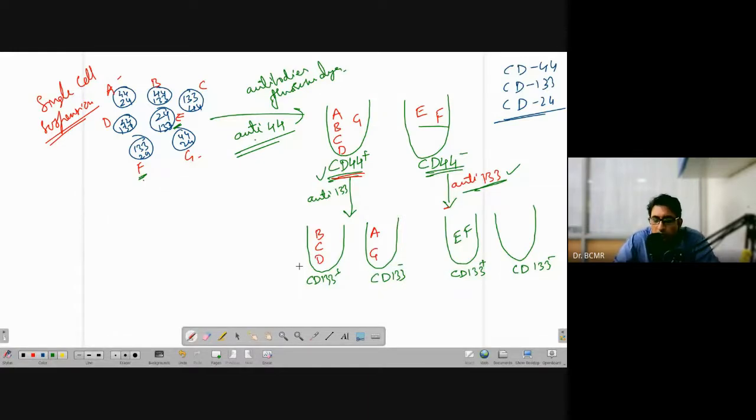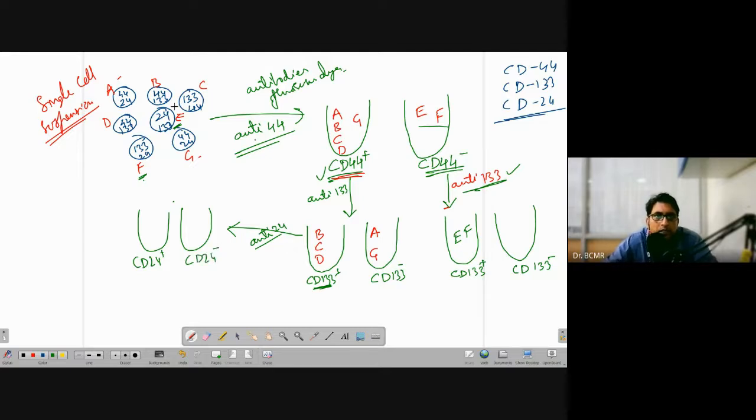So again, I want to do something else. This is how the sequence of reactions happens. Now I'm going to use antibodies. I'm taking this population, and then I'm going to do anti-CD24. I'm going to add antibody against CD24, and then I should get two different populations: CD24 plus and CD24 minus.